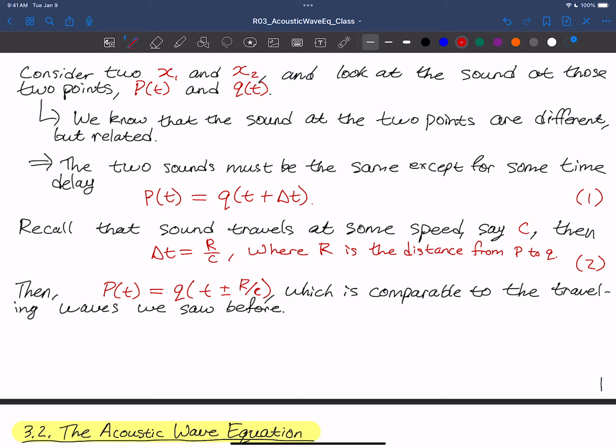Then finally, we can write that p of t is equal to q of t plus or minus r divided by c. And this is then very comparable to what we saw for traveling waves when we studied those for the elastic wave equation.